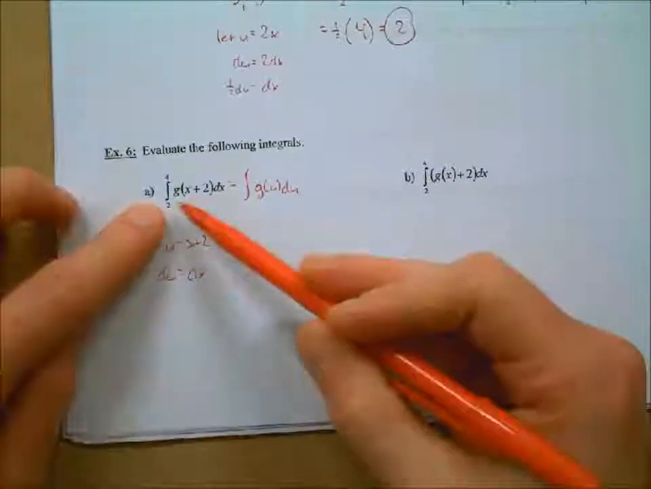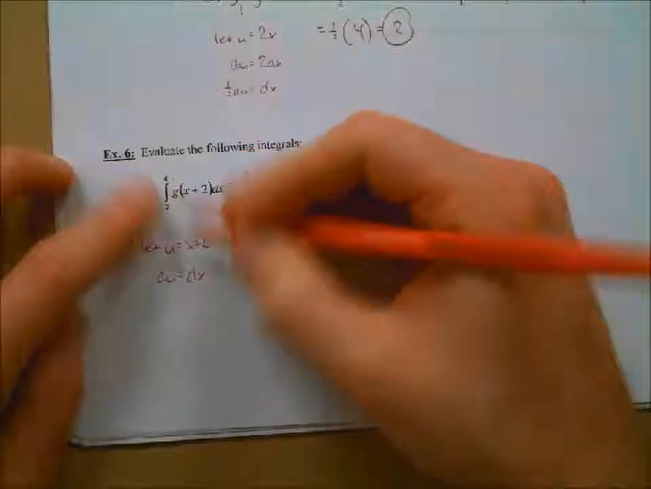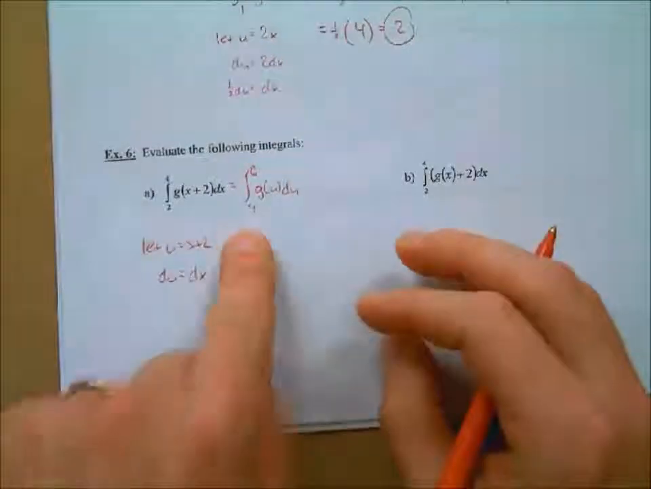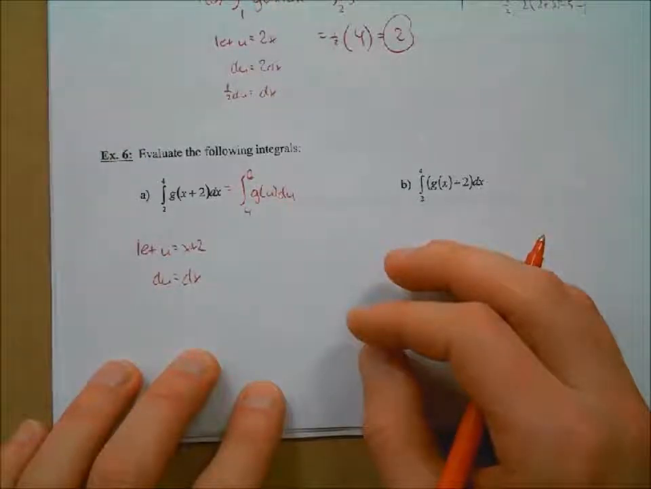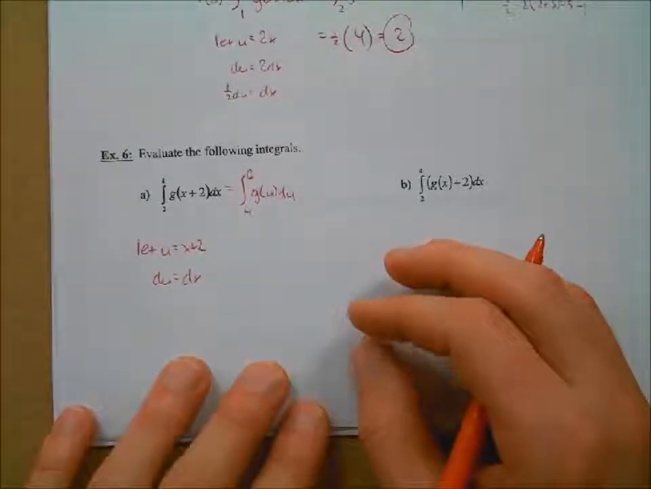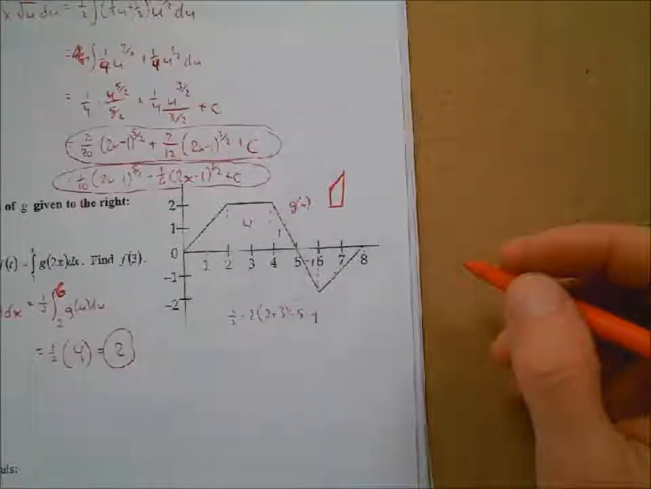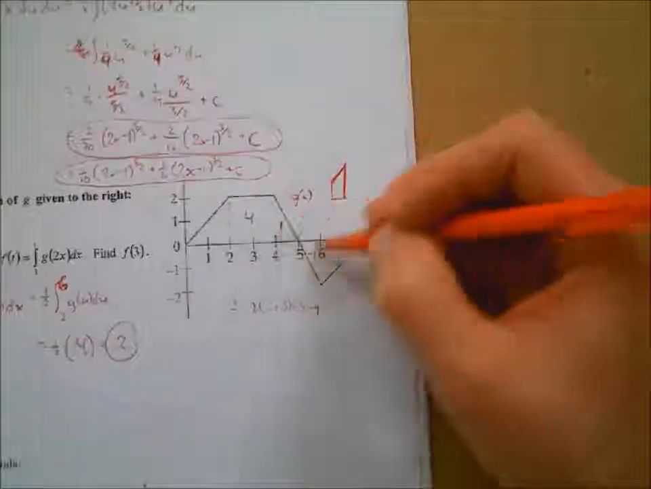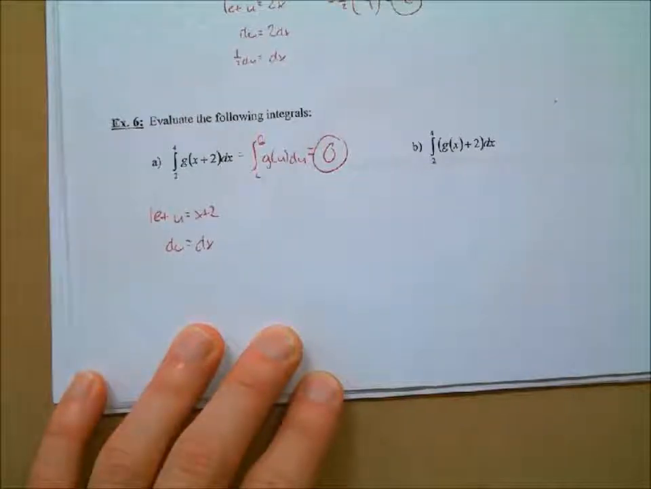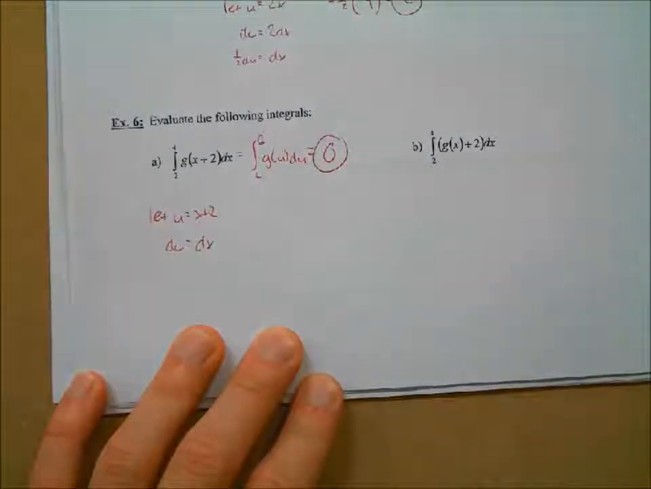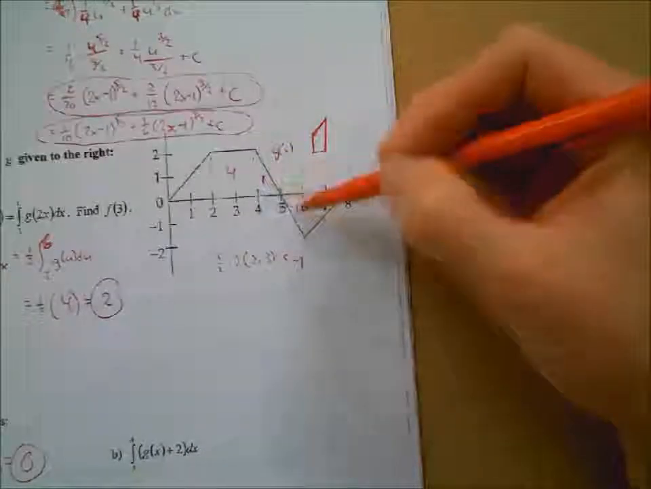Okay, so we can change our limits of integration here. 2 plus 2 gives us 4. 4 plus 2 gives us 6. And so we're integrating from 4 to 6 g of u du. Okay? So from 4 to 6, what will that integral be? 0, right? Yeah, the positive triangle cancels the negative triangle there, and so it gives us 0 by symmetry there. Okay? We're integrating from 4 to 6.